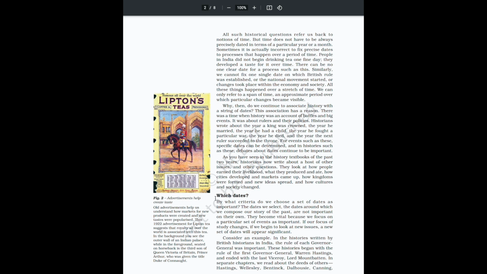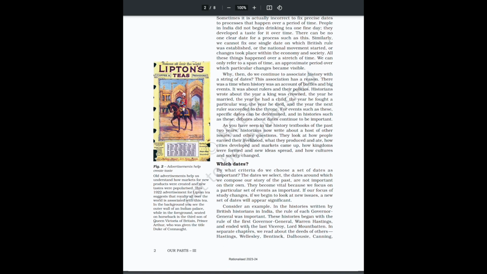Which dates? By what criteria do we choose a set of dates as important? The dates we select, the dates around which we compose our story of the past, are not important on their own. They become vital because we focus on a particular set of events as important. If our focus of study changes, if we begin to look at new issues, a new set of dates will appear significant. Consider an example.